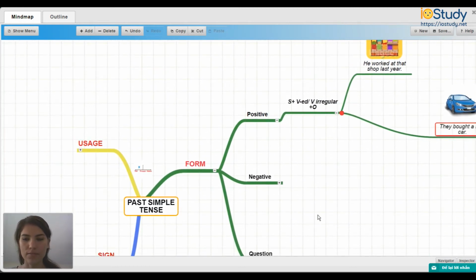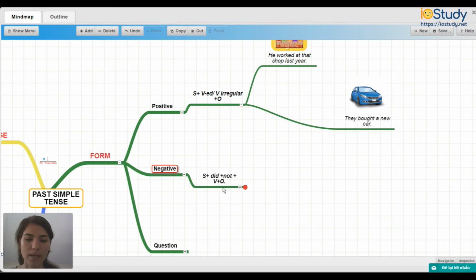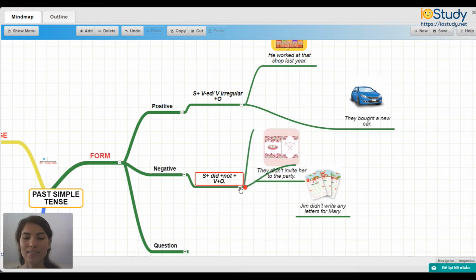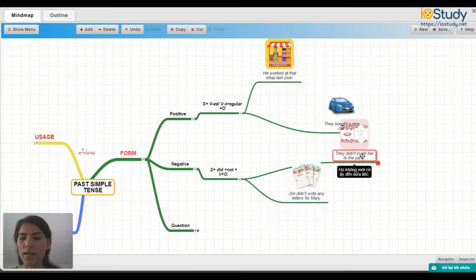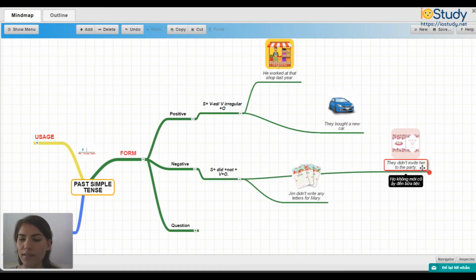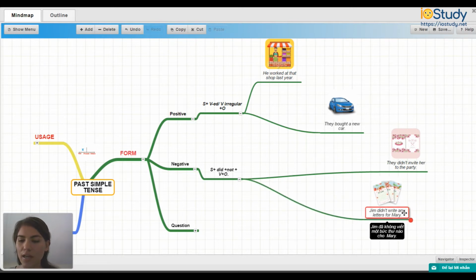Let's go on to the negative. So, negative form. Subject plus did not plus verb plus object. Here we can see some example sentences. Number 1. They didn't invite her to the party. And number 2, Jim didn't write any letters for Mary.